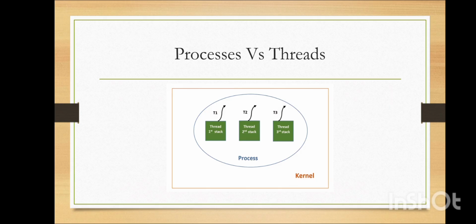This is a diagram of a process and a thread. The diagram illustrates the relationship between a process, multiple threads within the process, their individual stacks and the operating system kernel. The process is shown as a large blue oval representing an executing program that serves as a container for the threads. Threads T1, T2, T3 are multiple threads existing in a single process.